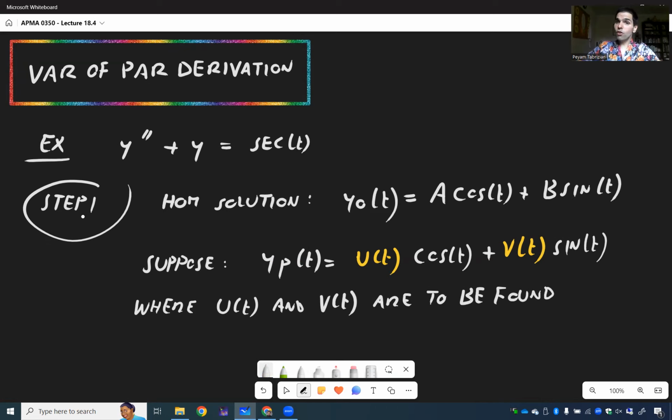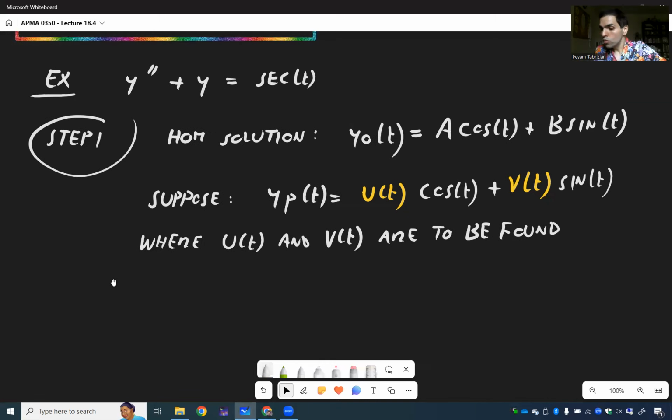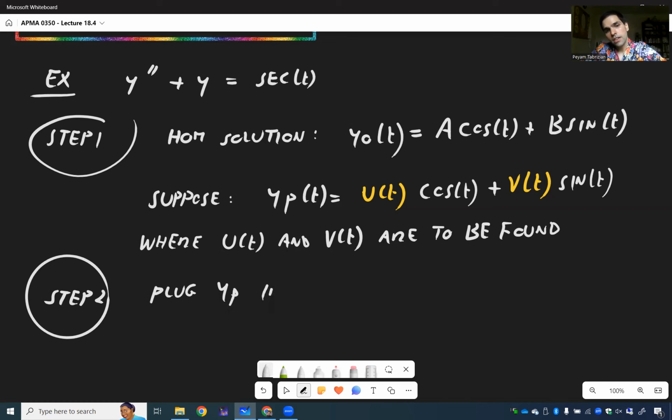And remember this for what's to follow, because this is important. We don't need to find all the functions u and v that satisfy this. We only want one u and one v, because it is a particular solution. We just want one of it. Well, since we have y_p, let's plug this into the differential equation, y_p'' + y_p = sec t.